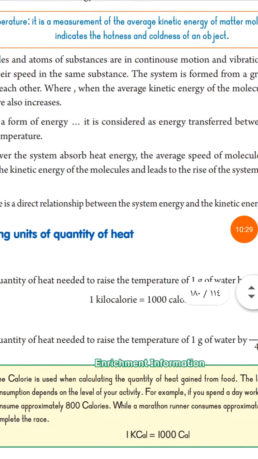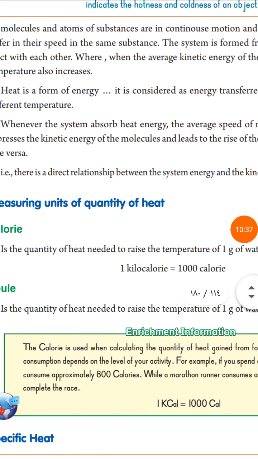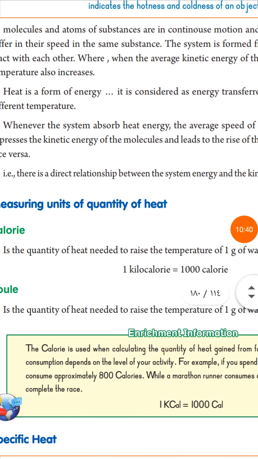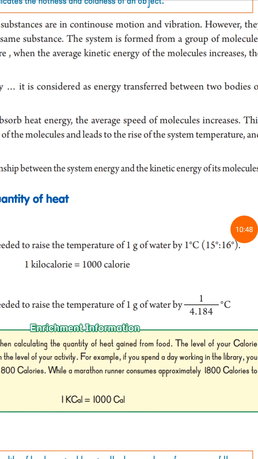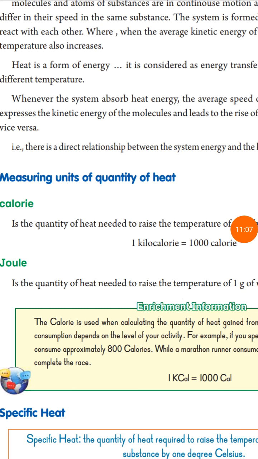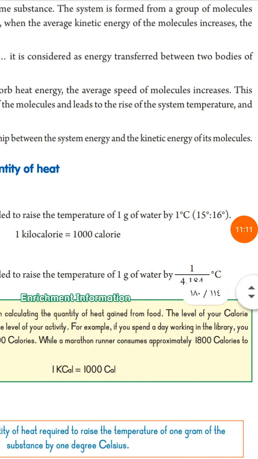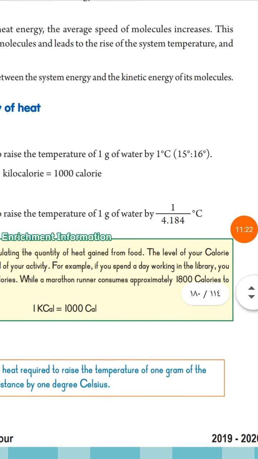Heat, a form of energy, is considered as energy transferred between two bodies or objects of different temperature. Whenever the system absorbs heat energy, the average speed increases. Why don't we use speed and use the concept of average speed? Because the speed of the molecules of the same substance is different from each other. When the average speed of molecules increases, the kinetic energy of the molecules increases, leading to a rise in the system temperature, and vice versa.